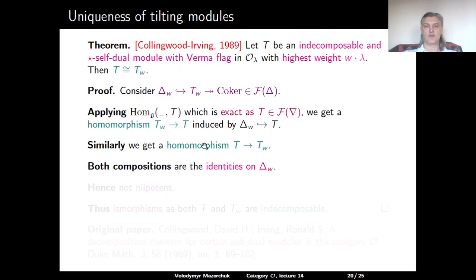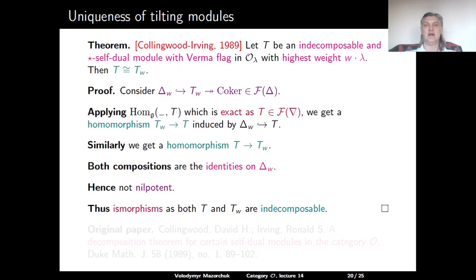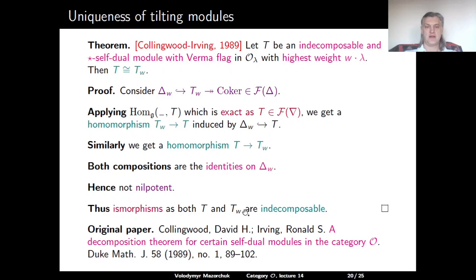So if we take the compositions of these, both on T(W) and on T, they are identities by construction on the component delta W, therefore they are not nilpotent. And since both were indecomposable modules, it follows that these compositions are isomorphisms. So these modules are isomorphic. The original paper of Collingwood and Irving is the paper A Decomposition Theorem for Certain Self-Dual Modules in Category O.